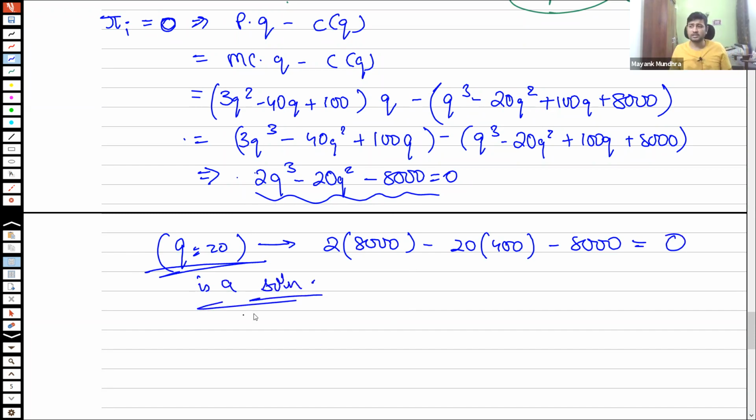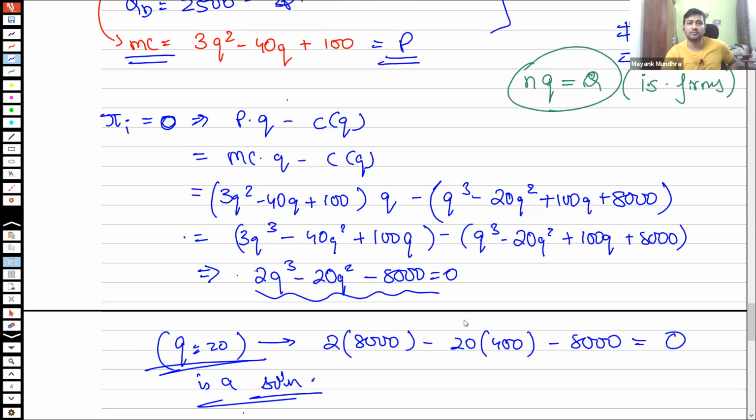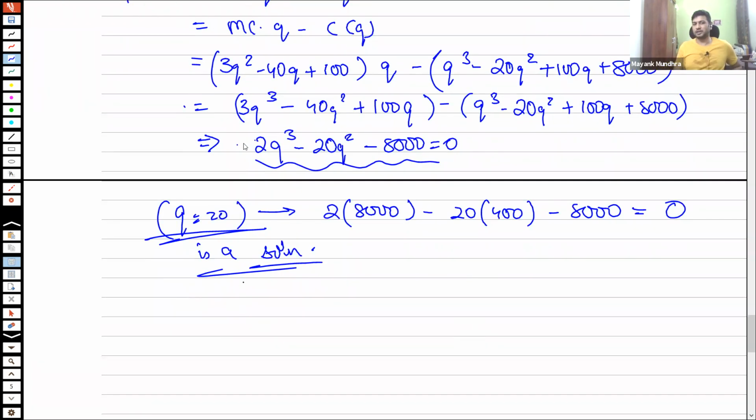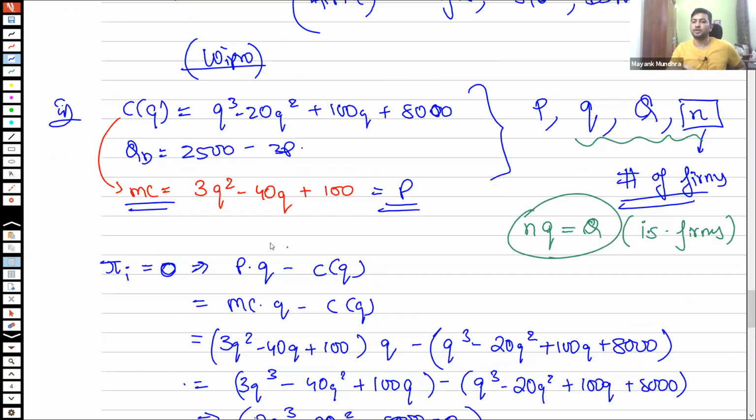In the exam, you will not get such a complicated cubic. You'll see one such example in past years in which you don't get a cubic. In this question, I couldn't generate a better cost function than this, so I had to end up with a cubic. But even if you get a cubic like this, you can just substitute some round figures like q equals 20 and get the solution. So now I have found out what the q value is.